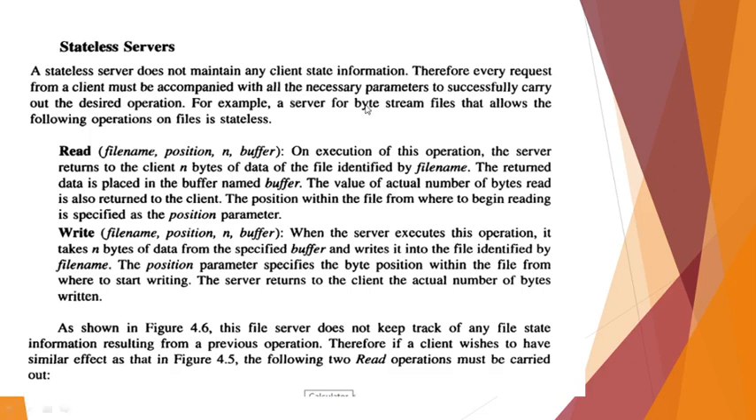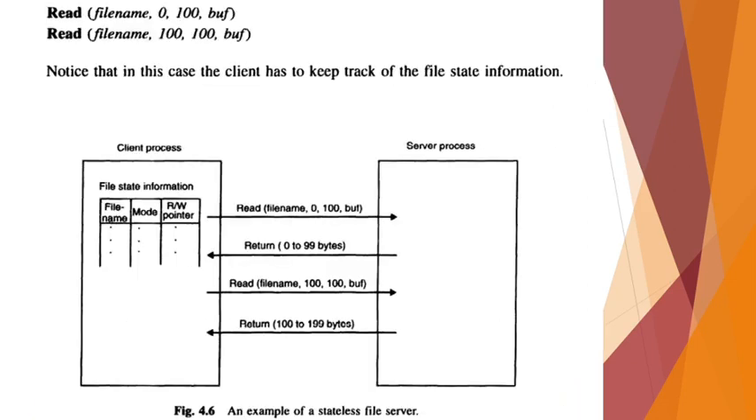So, for example, a server for byte stream files that allows the following operations on files is stateless. If it is stateless, there are the read and write operations. The file server does not keep track of any file state information as before. If a client wishes to have a similar effect, the operations should be carried out again. In this case the client has to keep track of the file state information: read file name 0 comma 100 comma buffer. The client issues this operation and it returns the bytes.